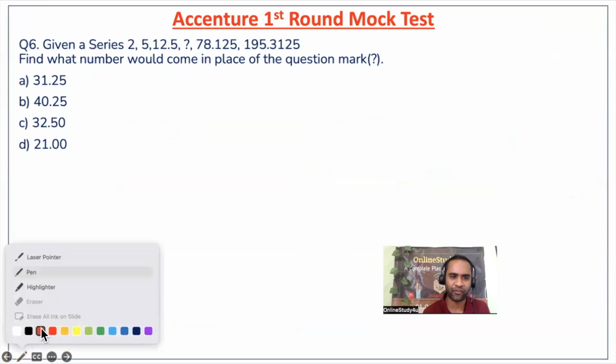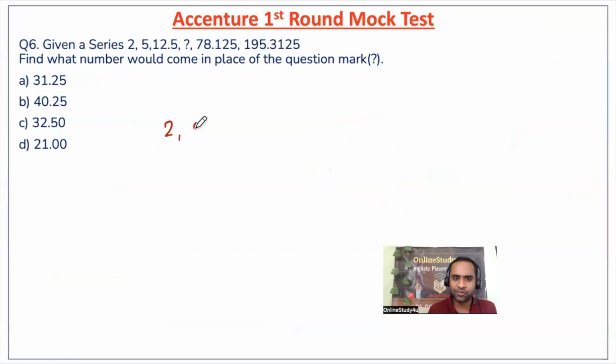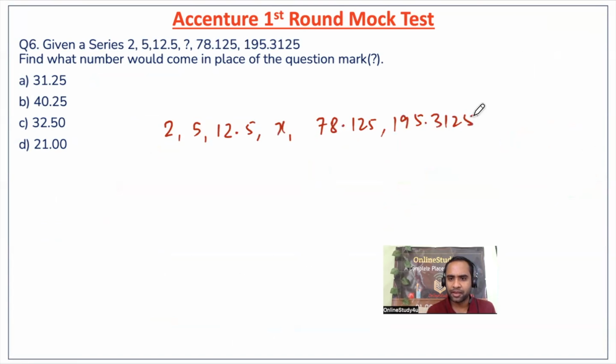Now question number 6 here, friends. Given a series, we have 2, 5, 12.5, and we have x, we have to calculate, okay, this, and 195.3125. See, my concern here is, 2 became 5, 5 became 12.5, 12.5 became something, something became 78, 78 became 195. That means definitely something is going to multiply here.